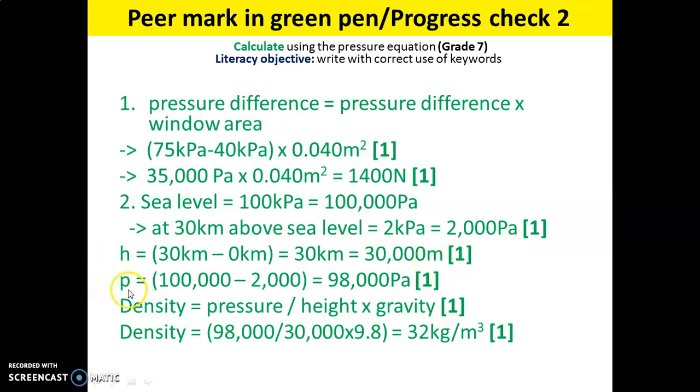We need to work out the difference in pressure. We know that at sea level pressure is 100,000 pascals. The pressure 30 kilometers above the sea level is 2,000 pascals. So that's going to give you a difference in pressure of 98,000 pascals.